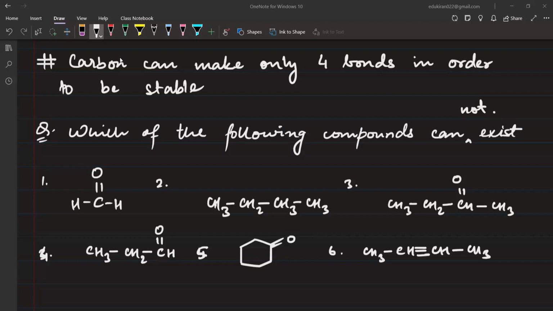Leave the 5th one, don't attempt that question, because you have not done bond line structures, and some people may have difficulty with bond line structures. Leaving that question aside, tell me which of the following is not possible. That means you have to see whether each and every carbon atom is having only 4 bonds, or whether it is having more than 4 bonds. Okay, please try this.